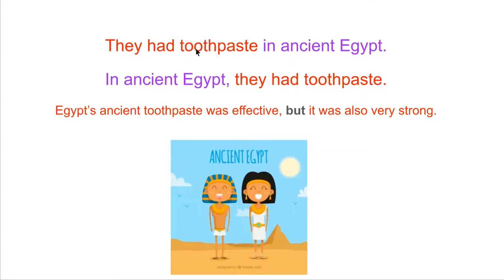When you switch them around like that, in ancient Egypt, comma, they had toothpaste. You're going to get a comma after the dependent clause, if the dependent clause comes before the independent clause, as in the second example there. The bottom one's a little different. They're both independent clauses. The whole thing's in red except for that but. And we'll get into that in a minute.